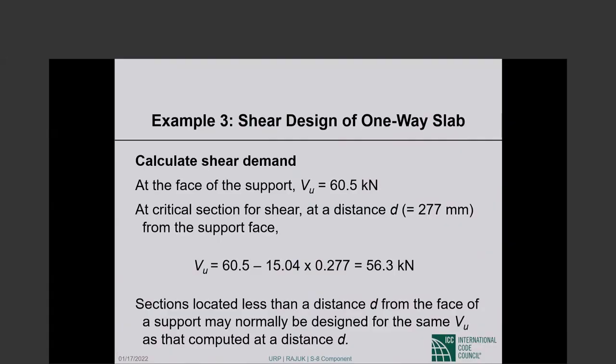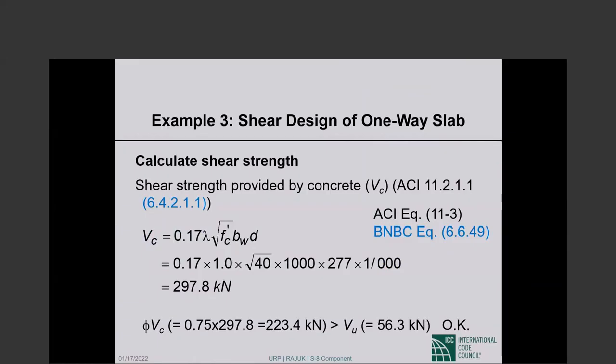Critical section for shear is at a distance d from the face of the support. d, we calculated, is 277. So the 60.5 kilonewtons of shear goes down to 56.3 at the critical section. Out of that, V_c is 297.8. So we have 56.3 of shear at the critical section. Concrete alone can carry 297.8 times 0.75, which is 223.4. Obviously way larger than 56.3. So here we do not need any shear reinforcement.